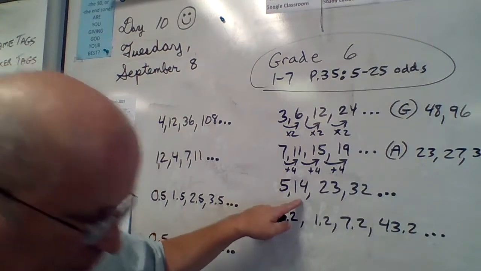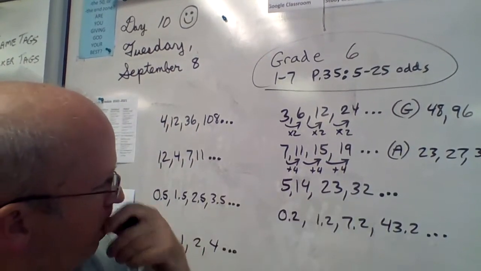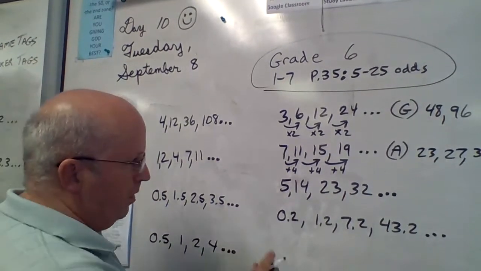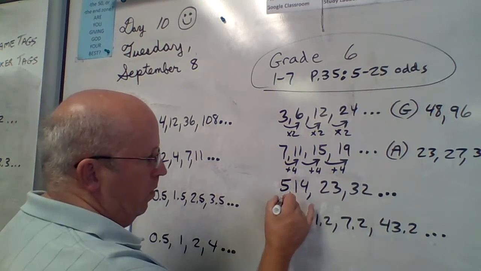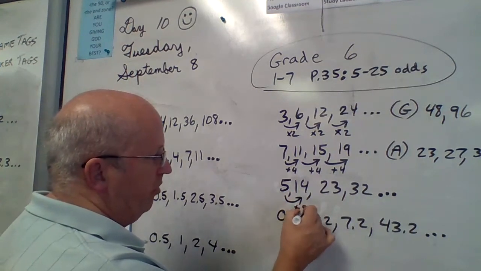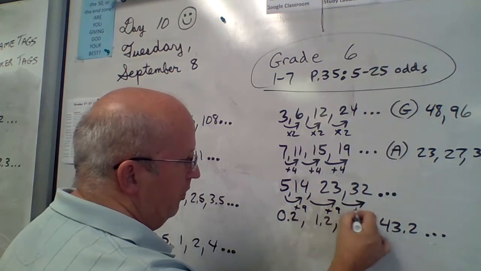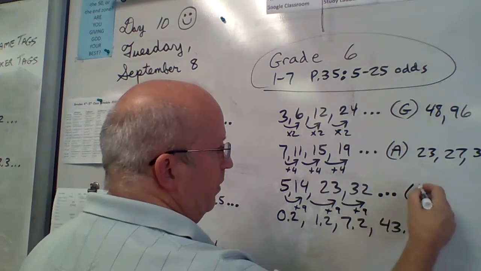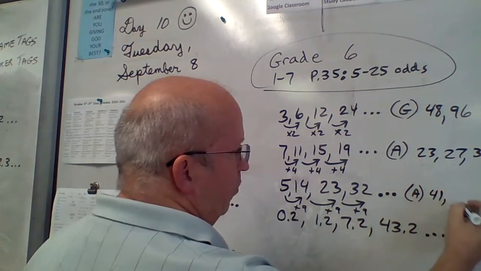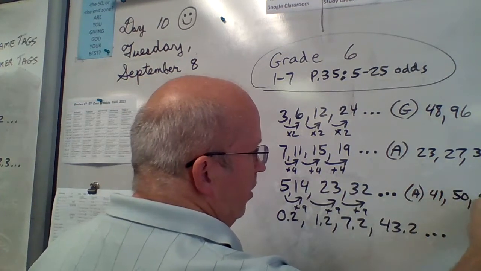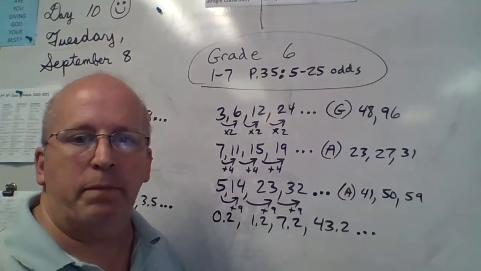Let's look at this next one. 5, 14, 23, and 32. What's happening here? Oh, aren't they adding 9 each time? I think so. And if it's adding 9, that's an arithmetic pattern. And if it's adding 9, the next number in the pattern would be 41, and then 50, and then 59. Kind of went off the board a little bit.